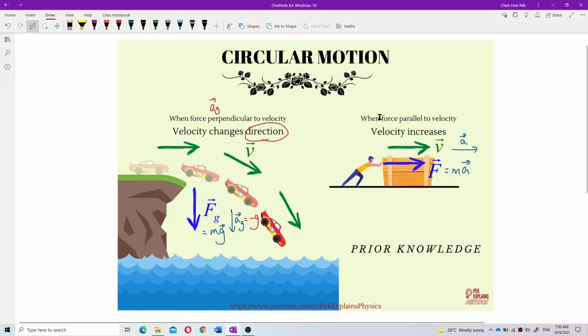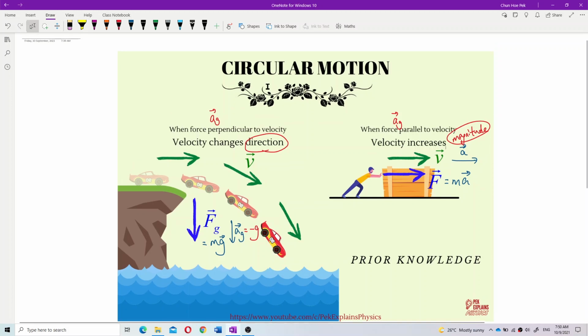But if the force, or we can say the acceleration due to gravity, is parallel to the velocity, the velocity will increase in magnitude. It will change in magnitude. But if the force is perpendicular to the velocity, it becomes like a projectile motion. It will change direction. So this is the reason why we have circular motion now.